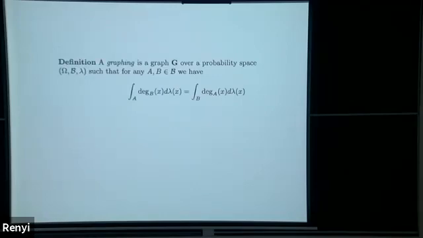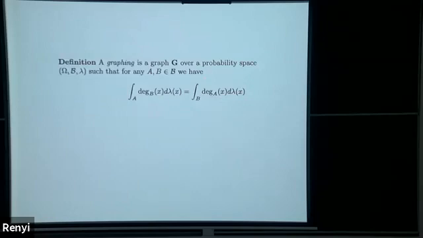So what exactly is this graphing? So this is a weird object, perhaps. It's a graph G over a probability space. The underlying set is omega, on which you have the sigma algebra B and the probability measure lambda. And you have this integral relationship between integrals of degrees taken over certain sets.